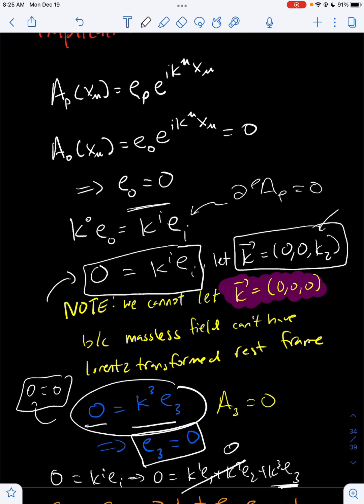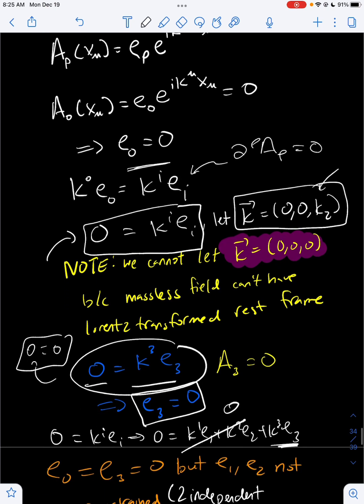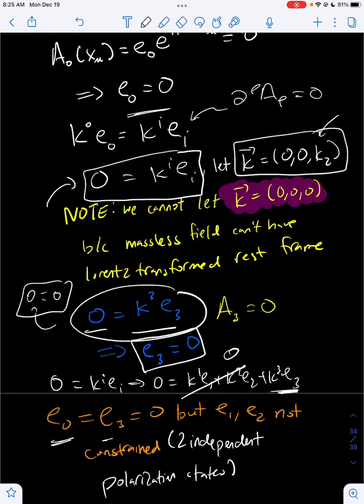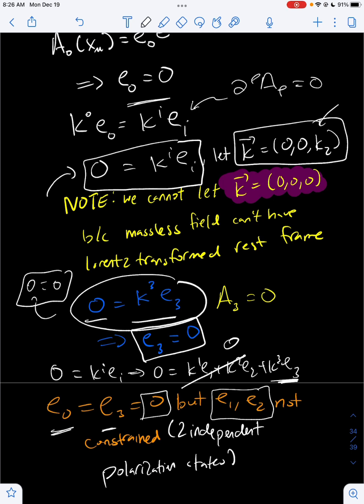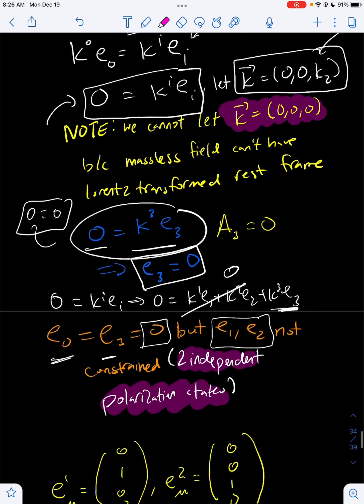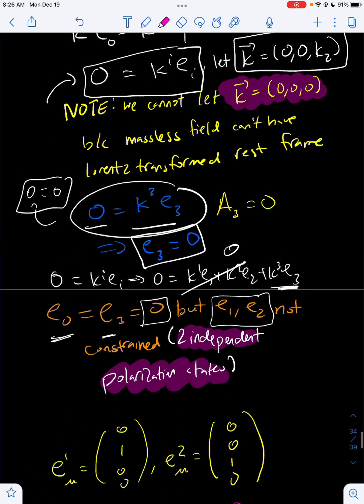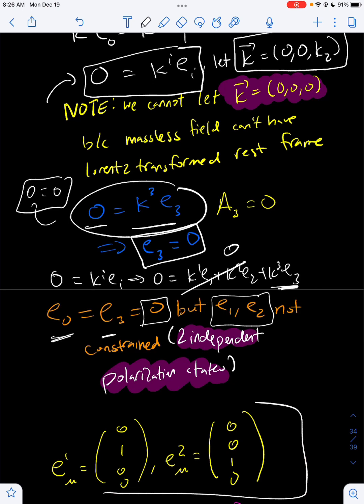right? Which kind of hints to us that we can't really Lorentz transform a massless gauge field to the rest frame. So this is telling us that E0 and E3 equal 0. However, E1 and E2 are not necessarily 0. They're not constrained, which means that we have 2 independent polarization vectors. So these are just an example of 2 polarization vectors that we can choose, and these vectors are orthonormal to each other.